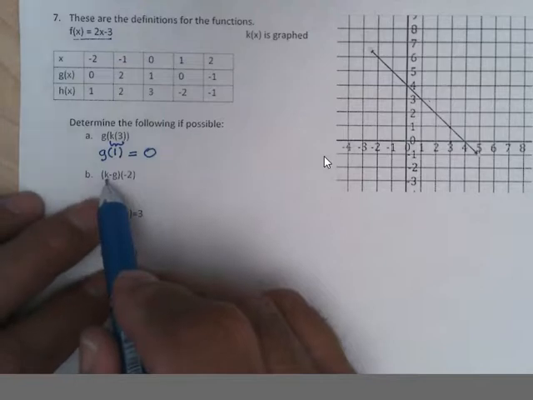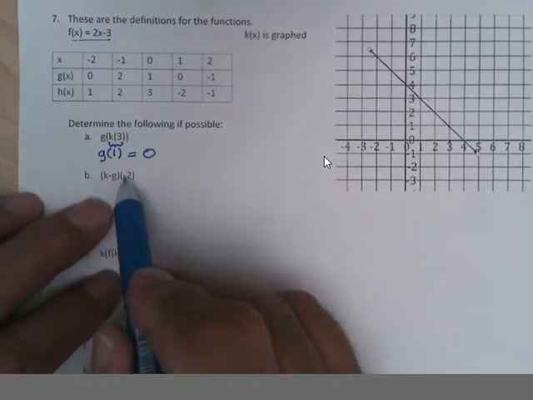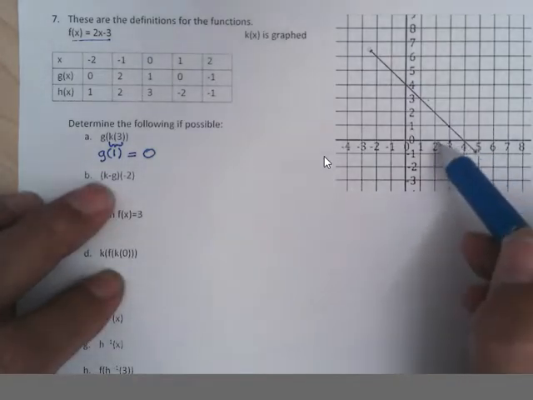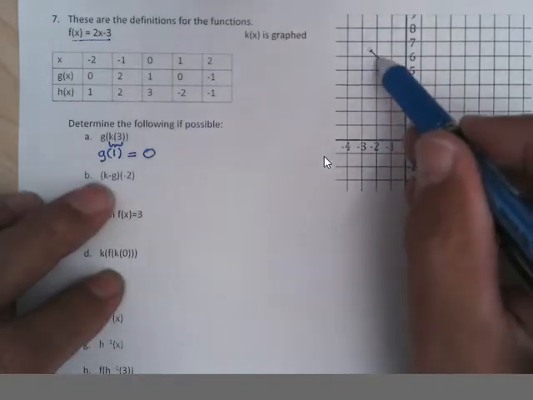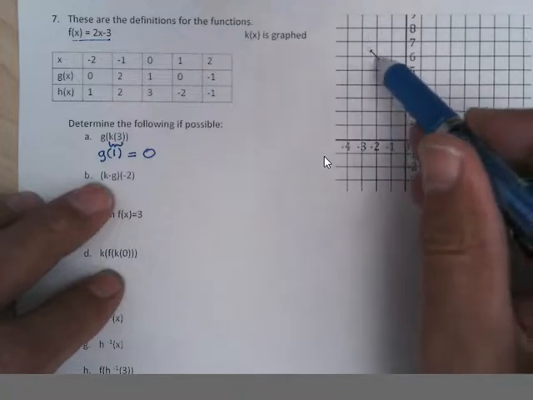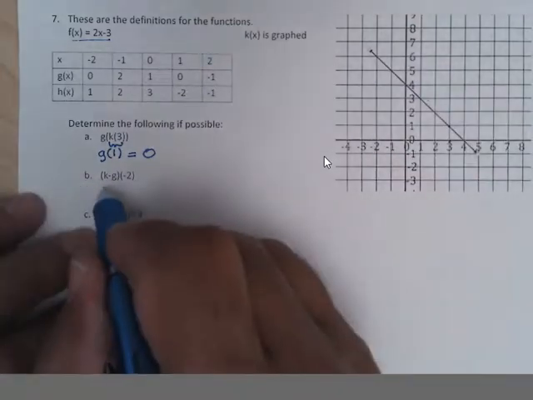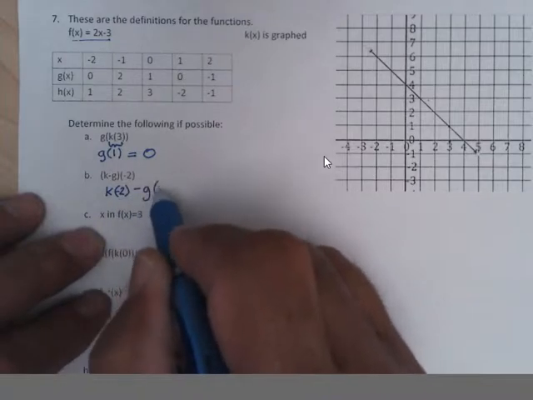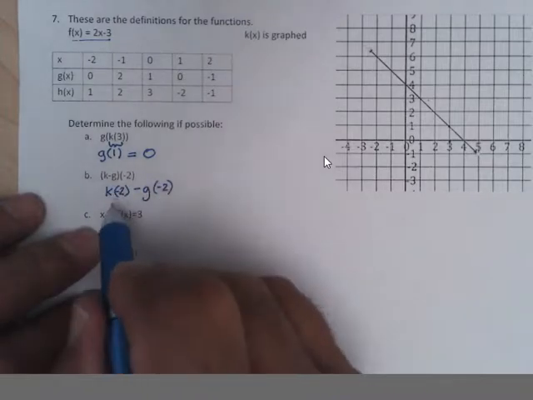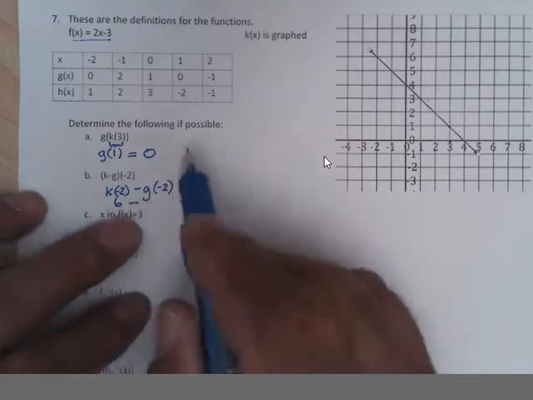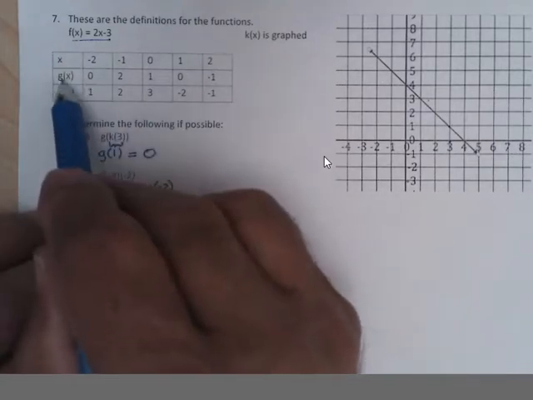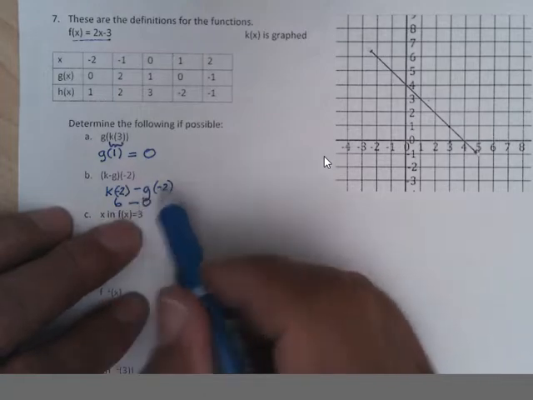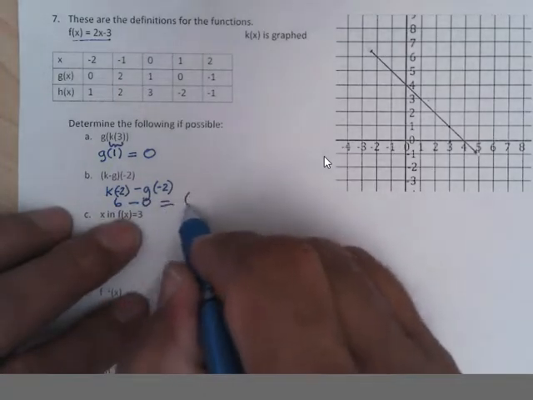This says subtract. So you got to put minus 2 into K. K's the first one here. K of minus 2 is 6. K of minus 2 minus G of minus 2 is what this says. So this is 6 minus G of minus 2. So G is here, and at minus 2, it's 0. So 6 minus 0 is 6.